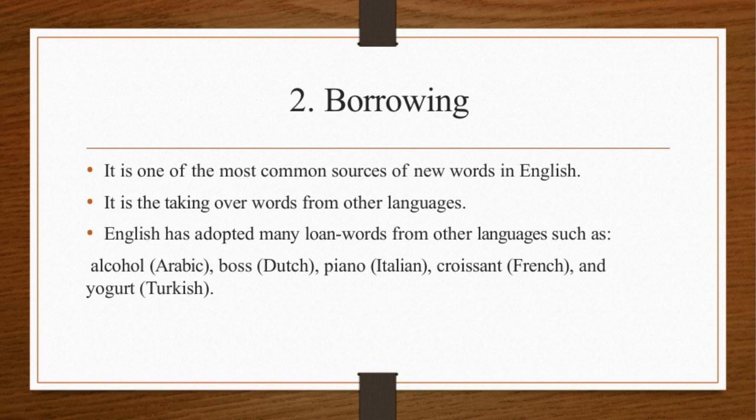For example, we've adopted words like alcohol from Arabic, which originally referred to a kind of distilled spirit. Boss comes from Dutch, and piano from Italian. You might be surprised to learn that croissant is French, and yogurt comes from Turkish. This borrowing process shows how interconnected our world is and highlights the rich tapestry of influences that shape the English language today. It's an essential theme in understanding how language constantly grows and adapts through contact with other cultures.